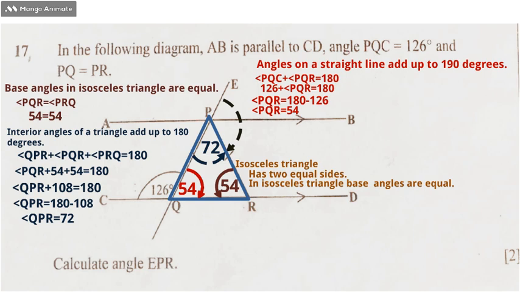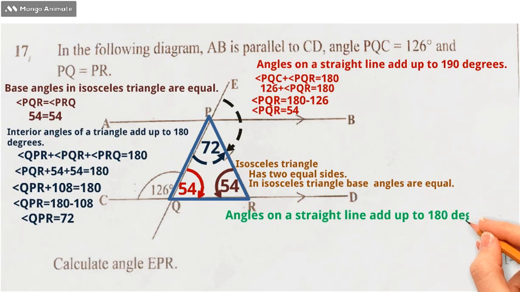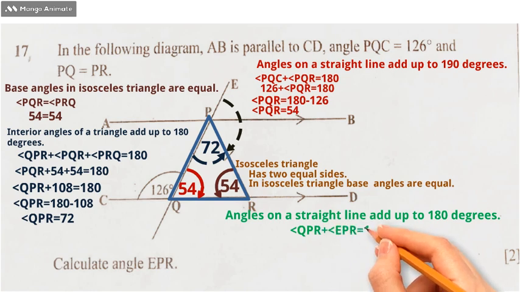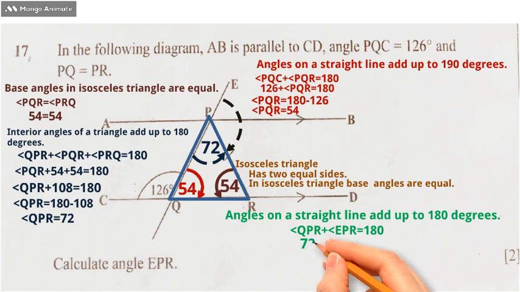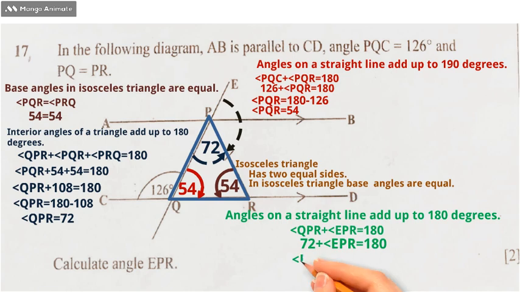Since we have found the value of QPR, it is now possible to find the value of EPR. To find the value of angle EPR, we're going to use the property that angles on a straight line add up to 180 degrees. Therefore, angle QPR plus angle EPR is equal to 180 degrees. The value of angle QPR is 72 degrees, so we write 72 degrees plus angle EPR is equal to 180 degrees. Then we put like terms together. So angle EPR is equal to 180 degrees minus 72 degrees. When we subtract 72 from 180 degrees, what are we going to get?